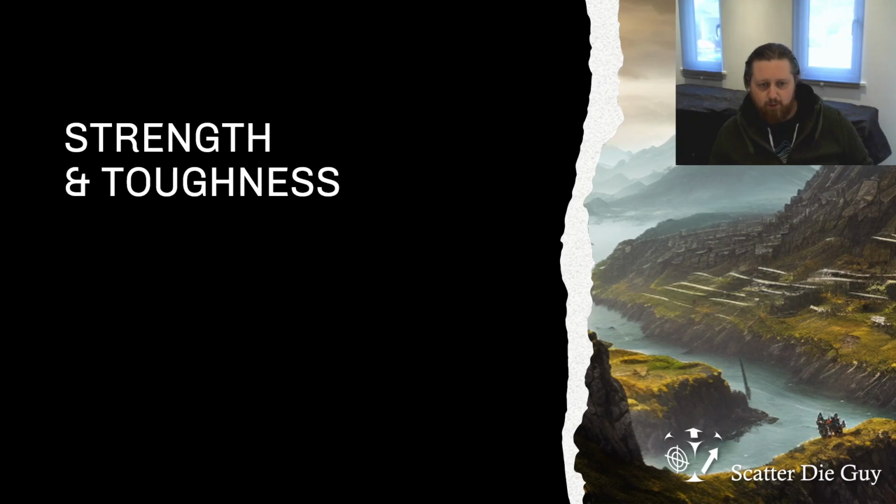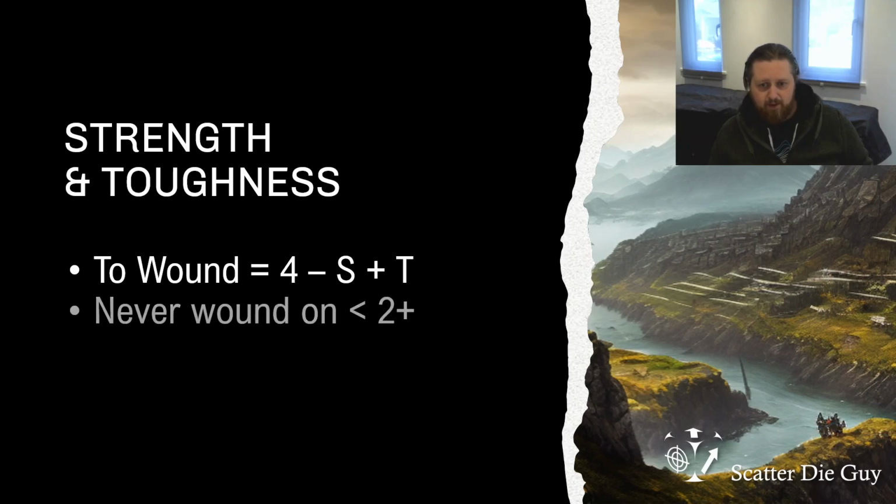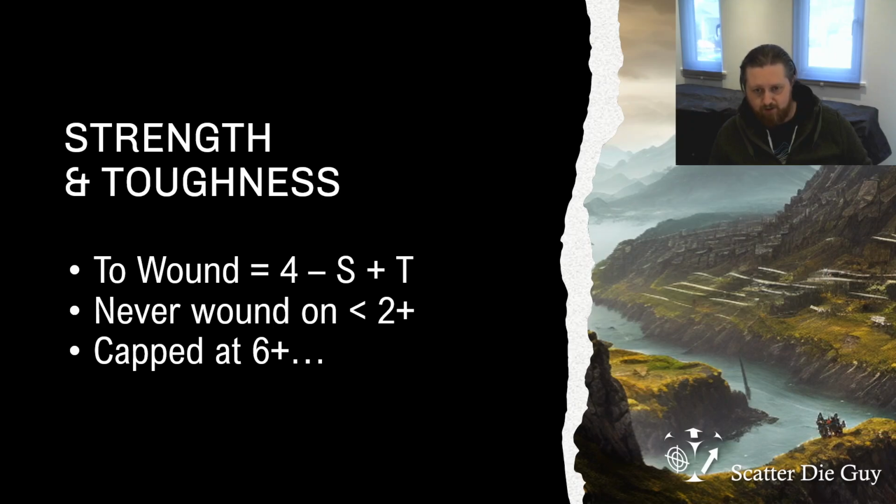The basic to wound value is equal to 4 minus the attacker's strength plus the defender's toughness, with the caveat that you can never get better than a 2 plus to wound, a roll of 1 is always a failure, and the worst to wound value you can get is capped at 6 plus. So if the defender's toughness is more than 2 higher than the attacker's strength, you still always wound on a roll of 6, except if the defender's toughness is 6 or more greater than the attacker's strength, in which case a wound is simply not possible.